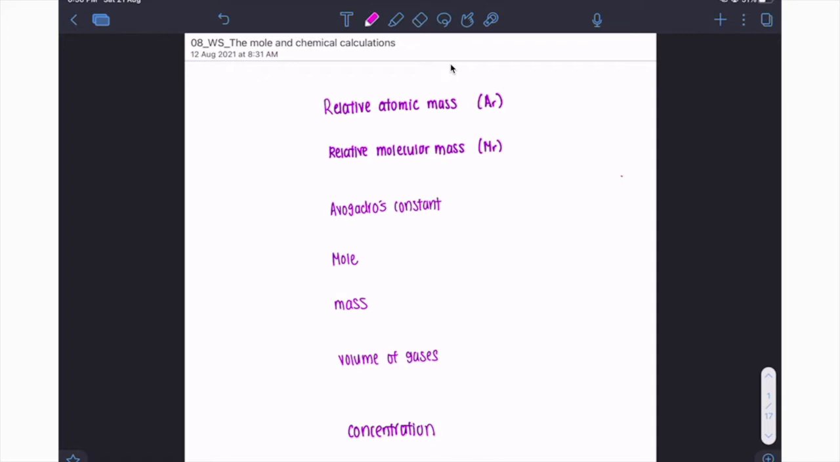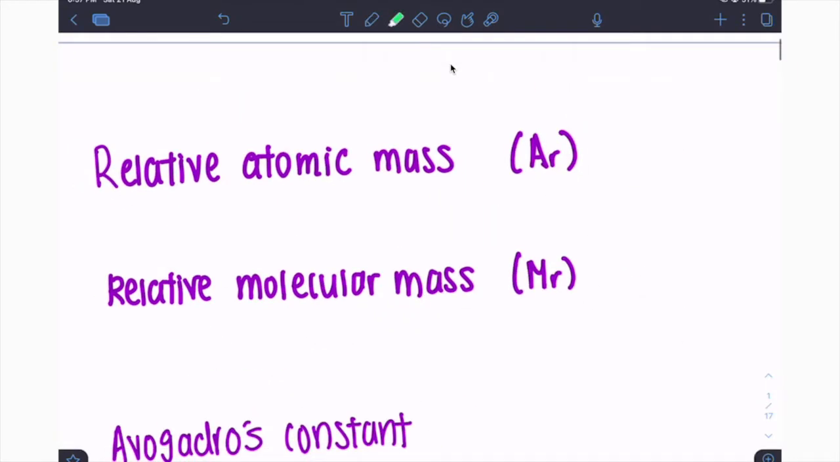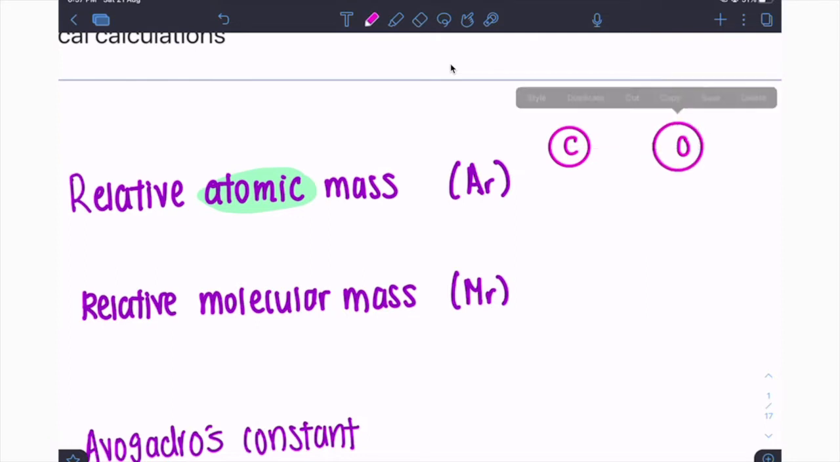So in front of you is a list of 7 words. We already tackled the most difficult part of this chapter. We started off this chapter by looking at the relative atomic mass and relative molecular mass. As its name suggests, when I'm talking about atomic mass, I'm referring to the mass of atoms. So atoms, for instance, I can have the carbon atom or even the oxygen atom. If I'm talking about the relative atomic mass, then I'm looking at all of these atoms individually.